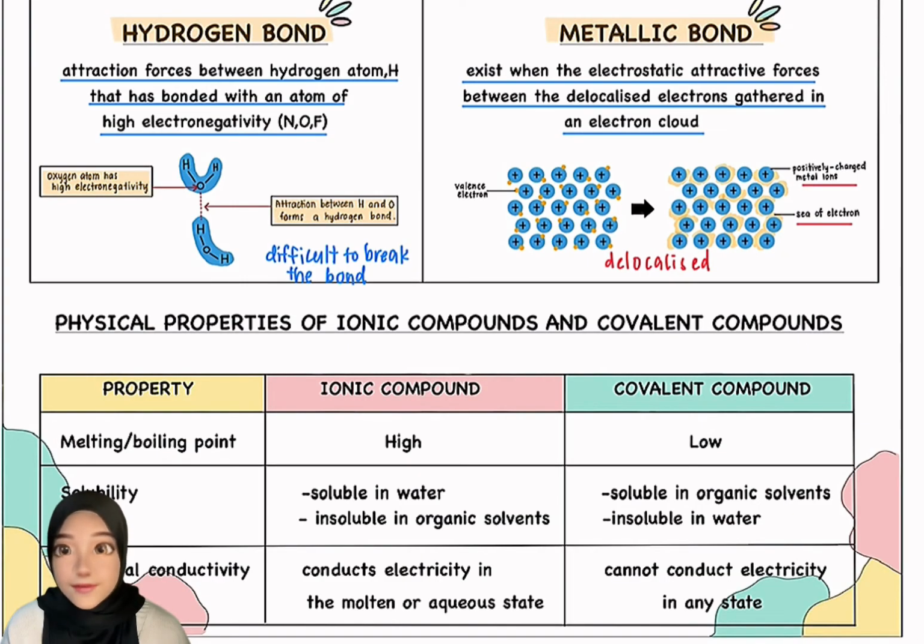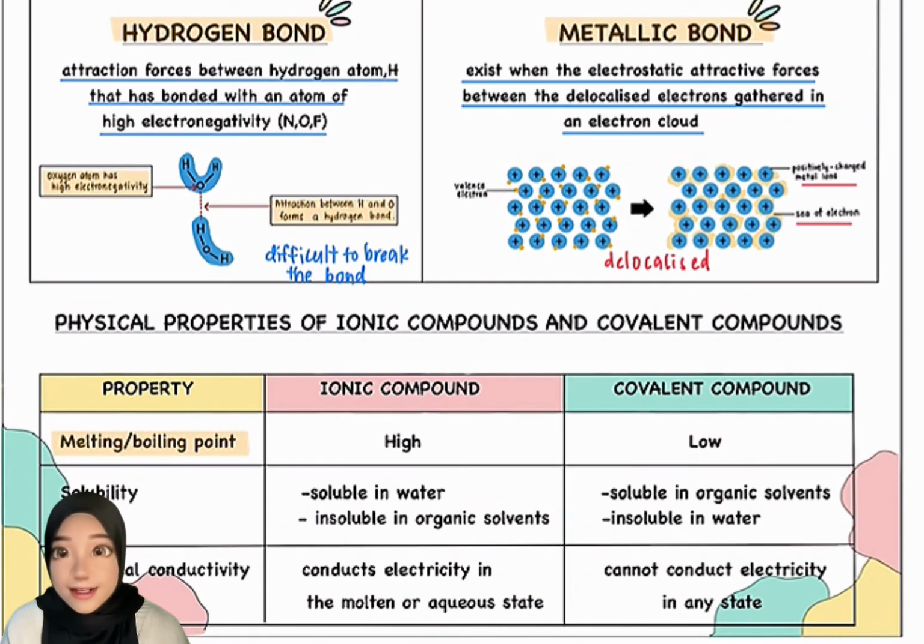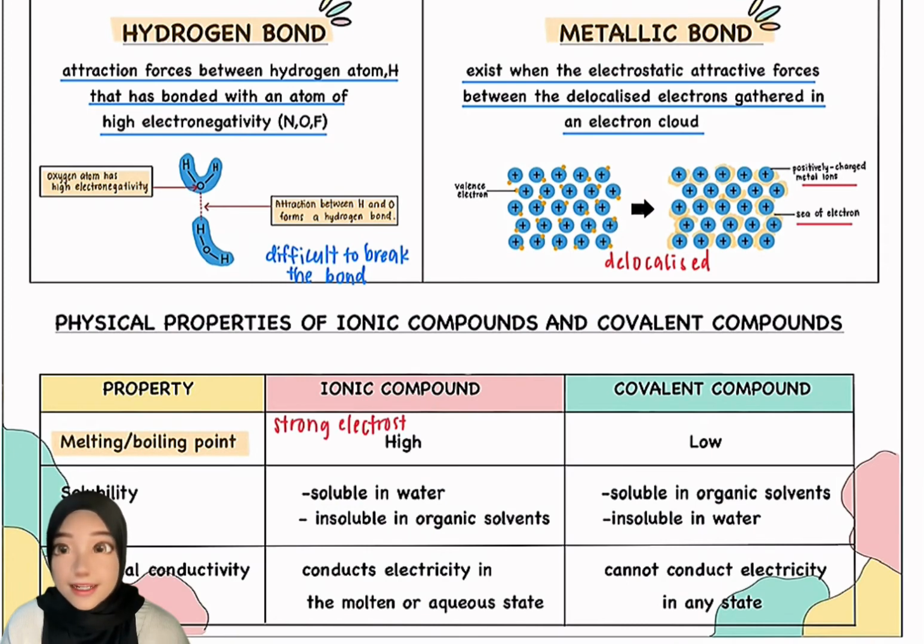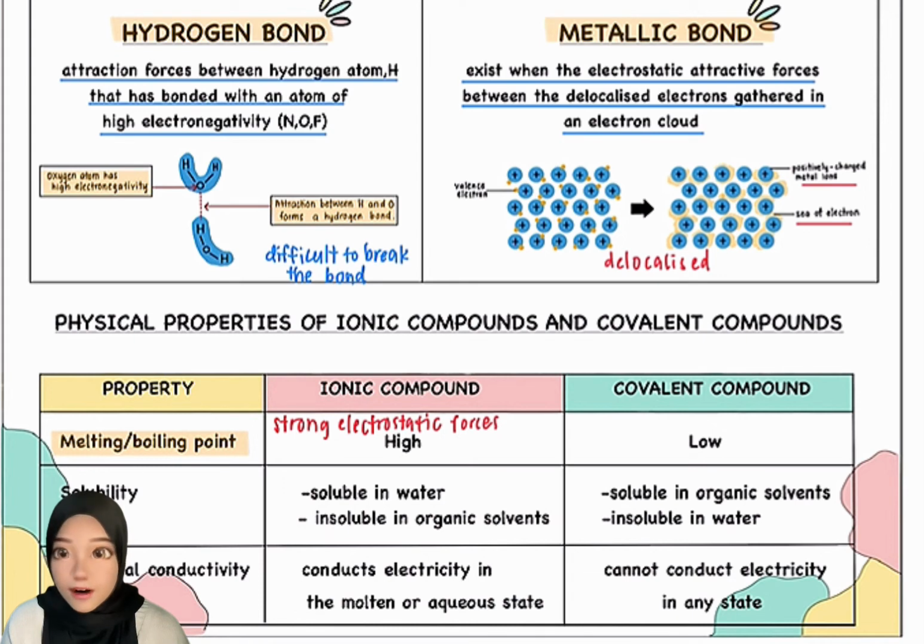Moving on to the physical properties of ionic compound and covalent compound. Ionic compounds have a very high melting and boiling point. This is because the electrostatic force of attraction between oppositely charged ions in ionic compound is very strong. So, a lot of heat energy is required to overcome the strong electrostatic forces between the ions.